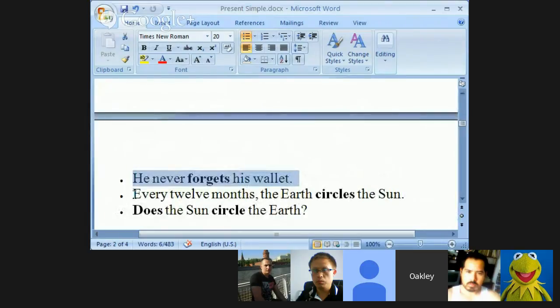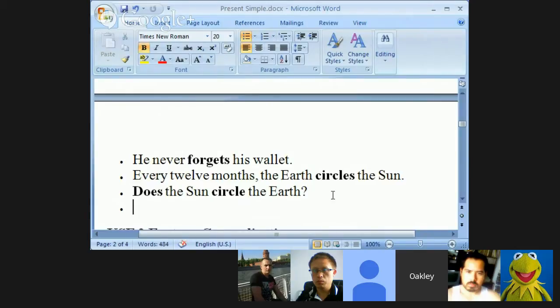There it is. Okay, here we have a longer period of time. Every 12 months, the Earth circles the sun. Okay, it doesn't matter how long the time interval is. I was trying to express that idea to you guys earlier. All right, let's give it a try. Tatiana, starting with you. A sentence that talks about something that happens regularly.